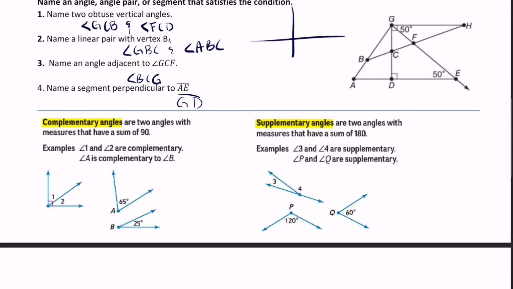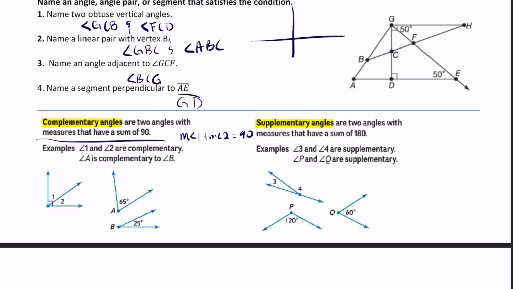Let's go ahead and take a look at complementary angles and supplementary angles. Complementary angles are two angles with measures that have a sum of 90 degrees. So you have the measure of angle 1 plus the measure of angle 2, which will give you the sum of 90 degrees. We say that these two angles are complementary because angle 1 and angle 2 will give me this whole 90 degree angle right there.